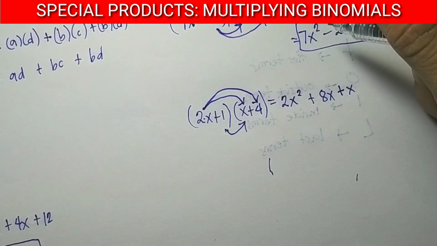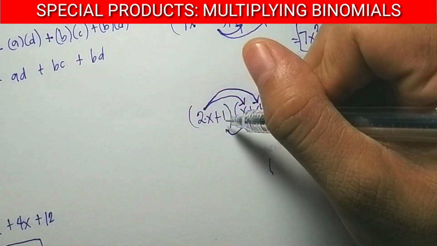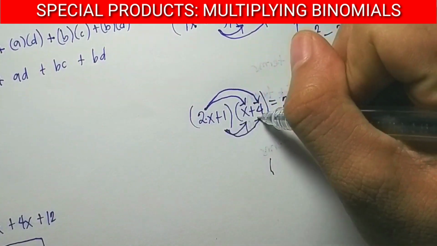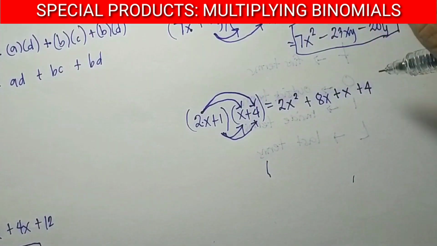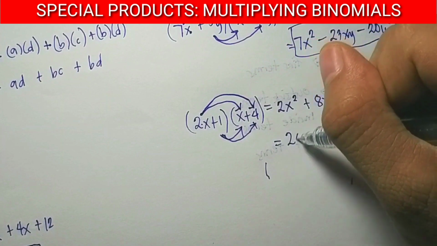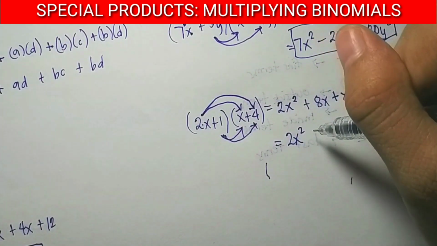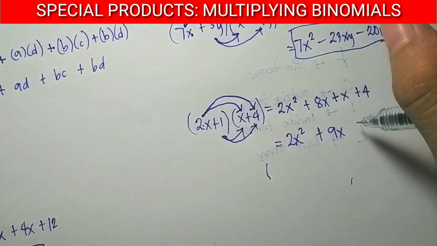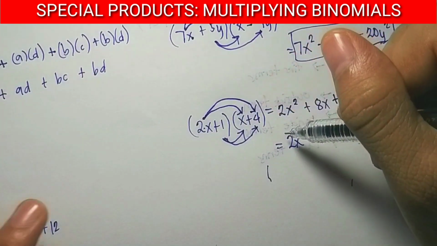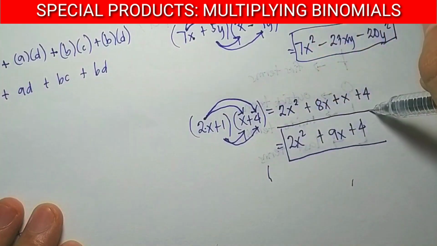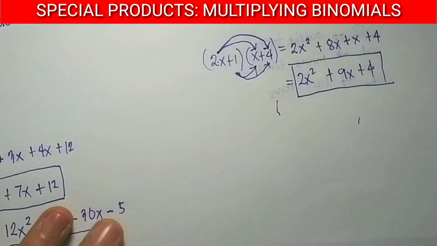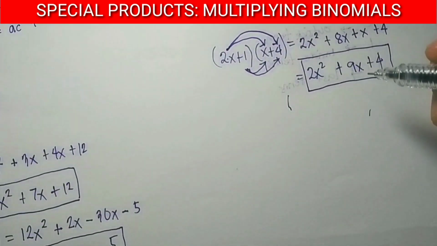Ang sunod, ang last terms. Ang last terms kay 1 ug 4. So, 1 times 4, that is 4. So, now we have 2x squared. Yung 8x plus x, that is 9x. Nya plus 4. So, in-ana ra ka sa yun. Kuha na dahil nato ang product sa atong binomials.